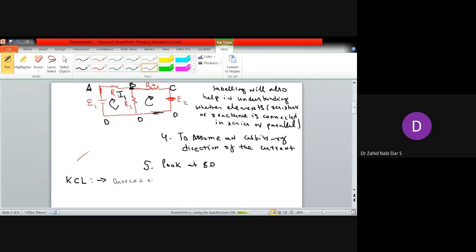Current entering is equal to current leaving. So this KCL everybody knows. Current entering is equal to current leaving. This is the KCL. So let me erase this. Current entering is equal to current leaving. So you just note it down.